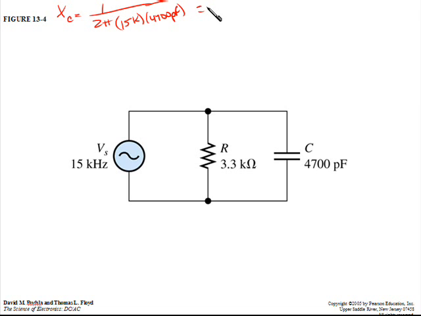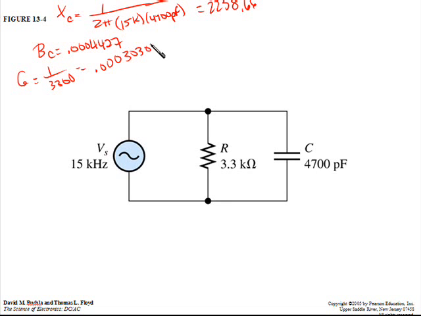And if I inverse that, I get 2258.66. And then I go 1 over that to get the susceptance, which is actually 0.304427. The conductance of the resistor is 1 over 3300. So 3300, 1 over x is 0.00030303.